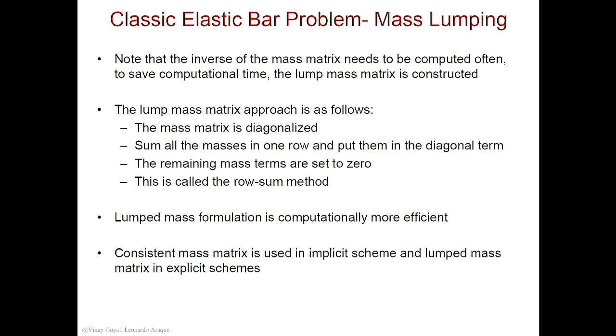I'll show you a couple of examples of how that works. One method is called the row sum method. You sum all the masses in one row and put them in the diagonal term. Okay, and then the remaining mass terms that are off diagonal, you make them zero. This is called the row sum method, like I said. Lump mass formulation is computationally more efficient because when I invert the mass matrix, it's diagonal to begin with. So I can invert that very easily. And so let me show you how that works.